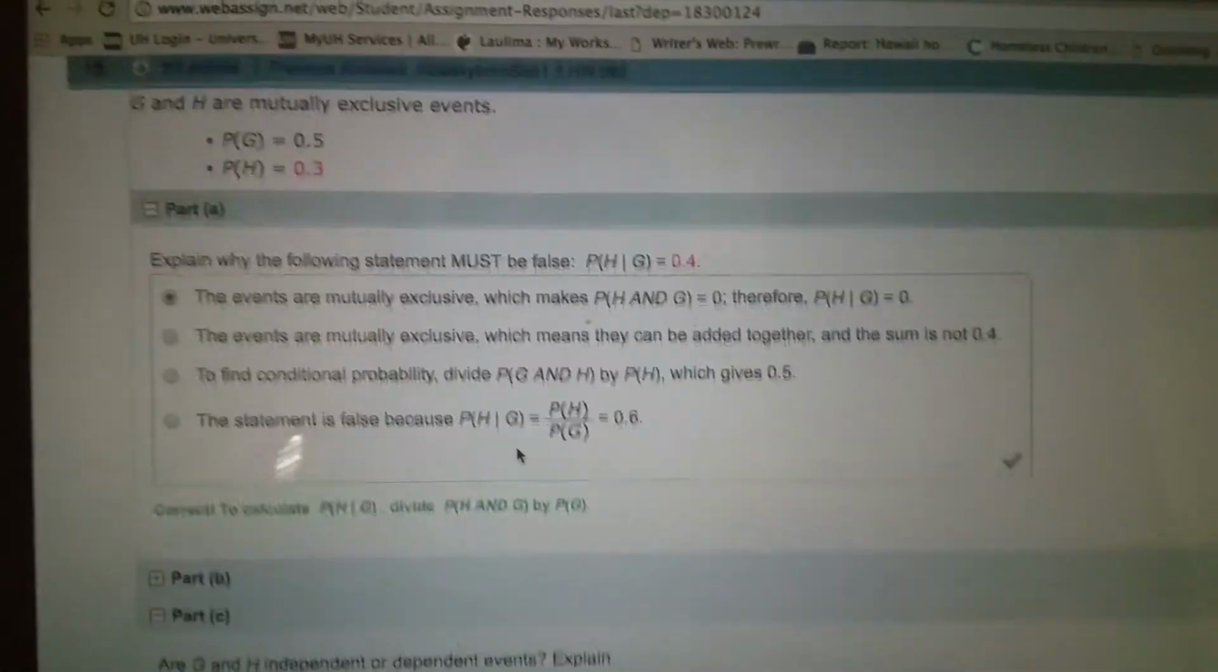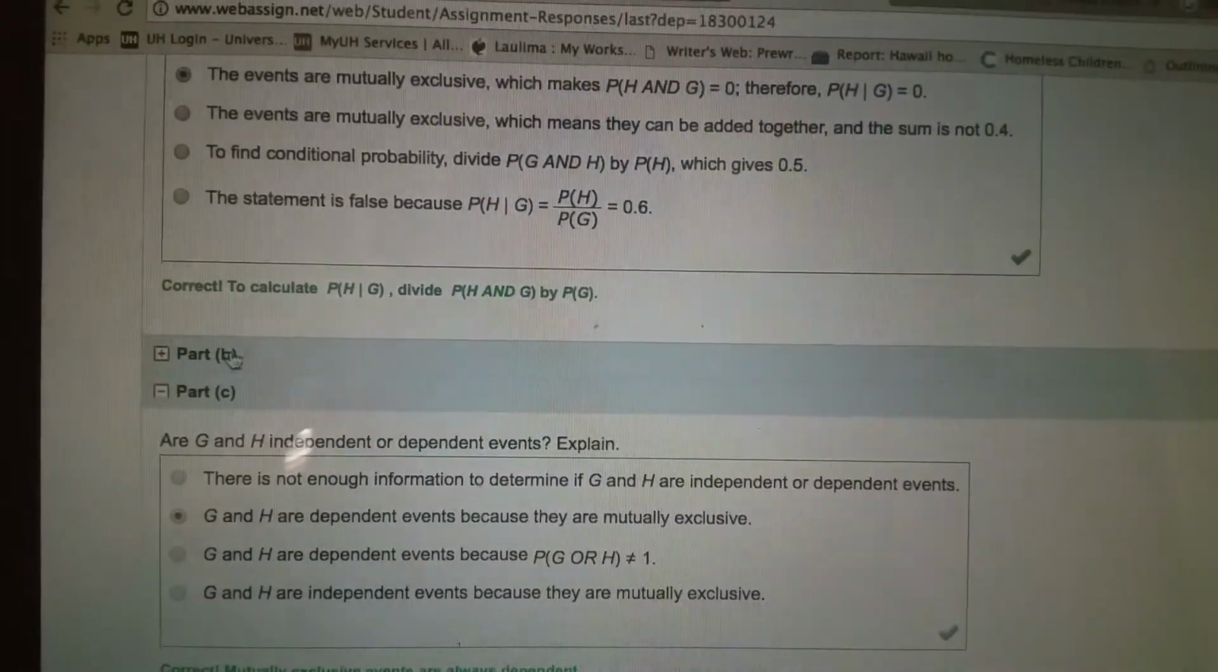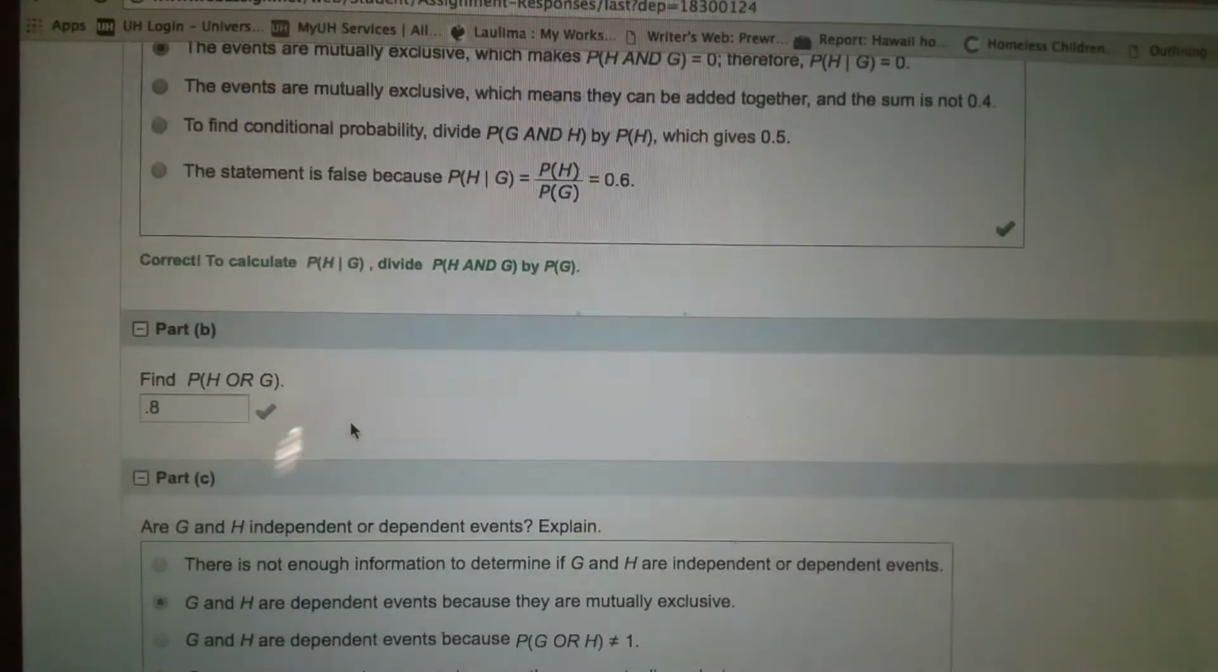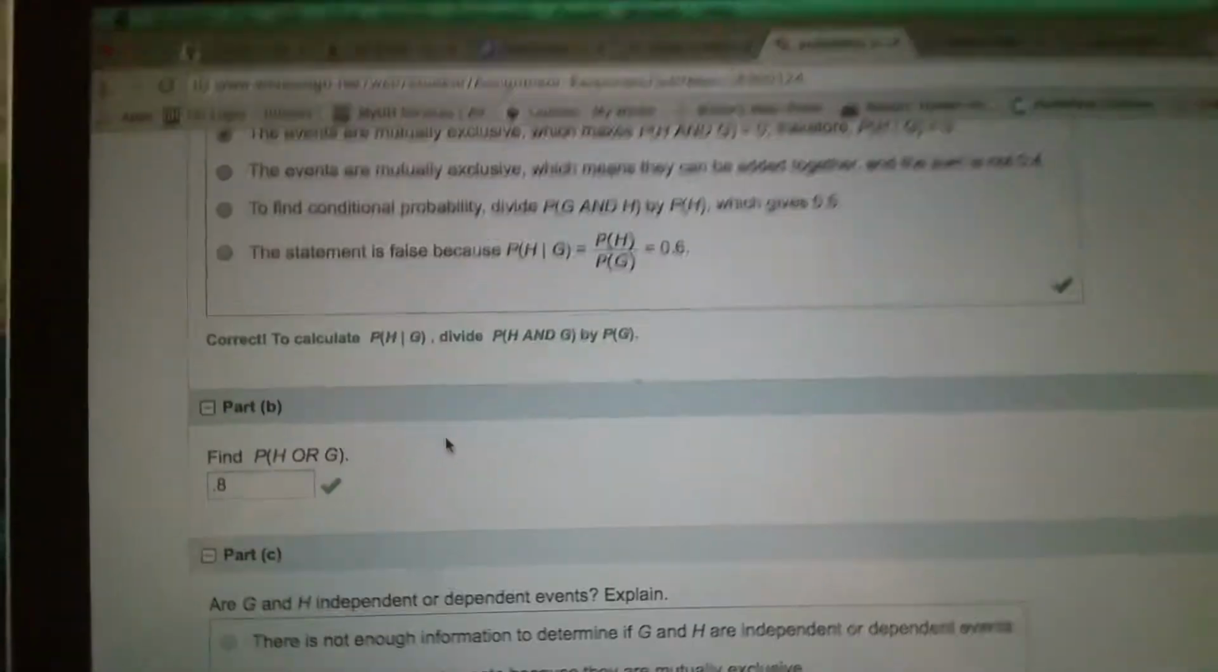We've got to remember to read everything carefully. That mutually exclusive is key. Okay, now we're going to go to B. Find the probability of H or G.